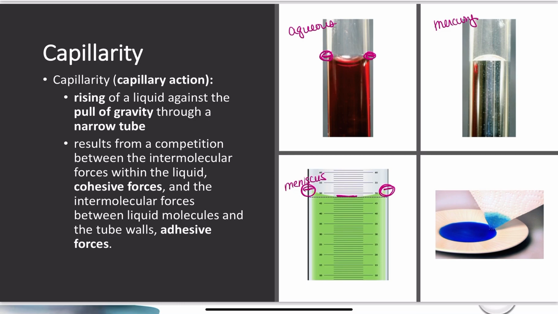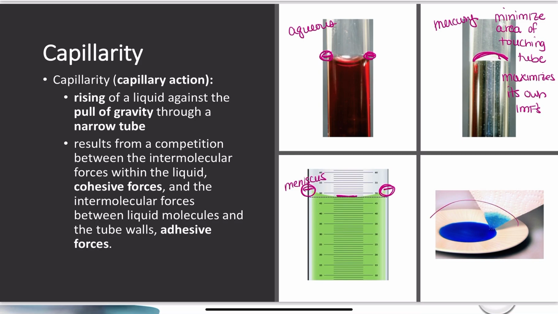Mercury, on the other hand, does not like the tube you're in, and we see this convex shape instead. Mercury is trying to minimize the area it touches. It maximizes its own IMFs to not have to touch the tube.